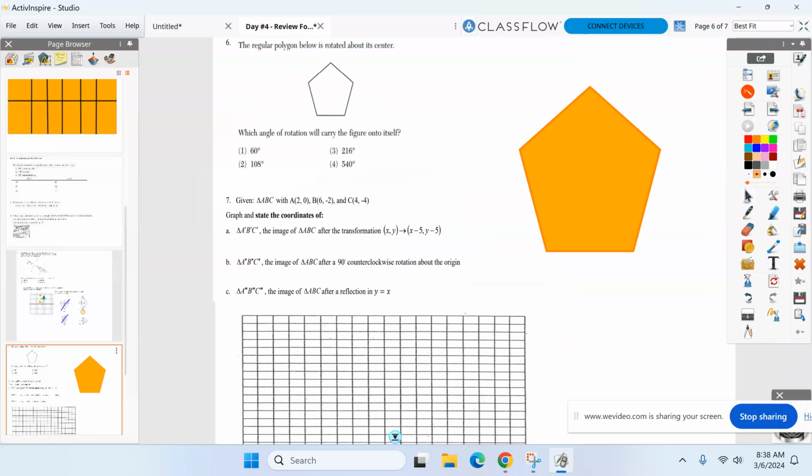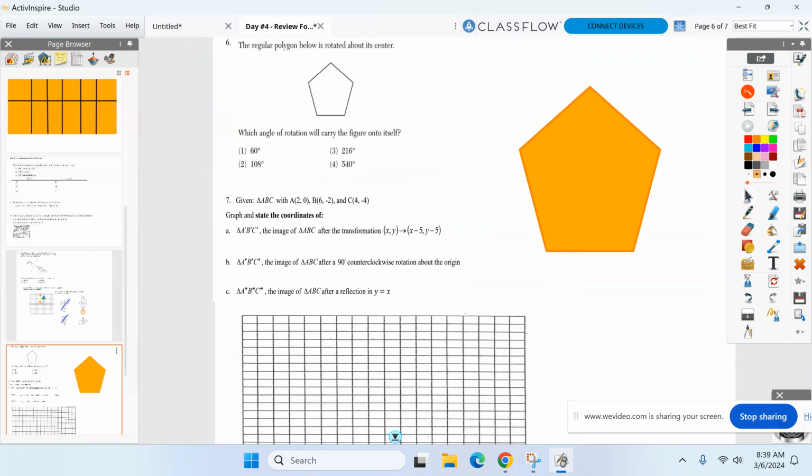We got a polygon up here. Anybody name this polygon? Pentagon, 5 sides. Yep, this is a pentagon. Which angle of rotation would carry it onto itself? All right, first thing I got to talk about. What's it mean to carry it onto itself?